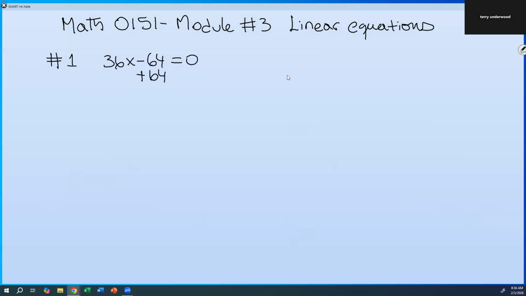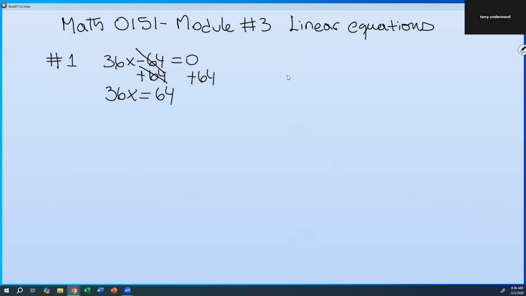Because the law of equality in mathematics says that what you do on one side of the equation, you should do on the other side so as not to change the equation. So I need to add 64 to this side of the equation too. When I do that, the negative and positive cancel, and I now have 36x is equal to 64. Now I still have a number multiplied by x, 36.